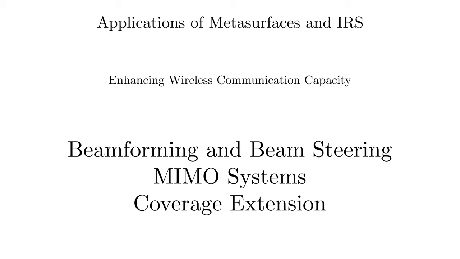IRS can augment MIMO systems by intelligently reflecting signals to increase the number of independent communication paths. This expands the available degrees of freedom, leading to higher data rates and improved spectral efficiency. The IRS can extend the coverage of wireless networks by intelligently reflecting signals to reach shadowed or dead zones. This is crucial for indoor environments, urban canyons, or areas with dense obstructions.